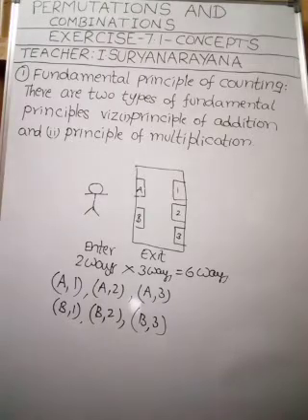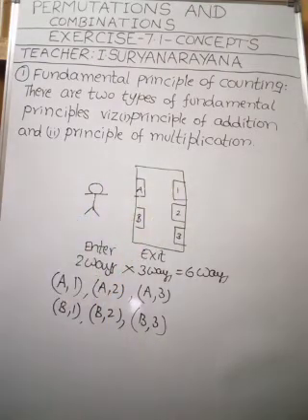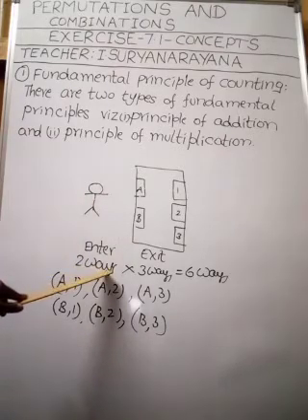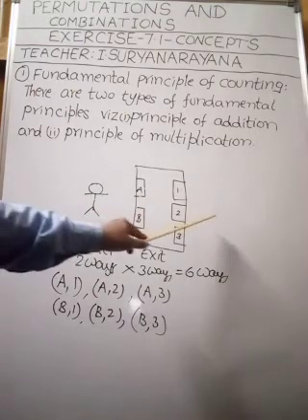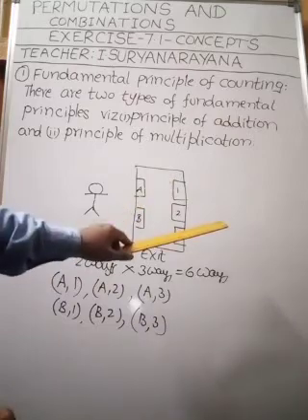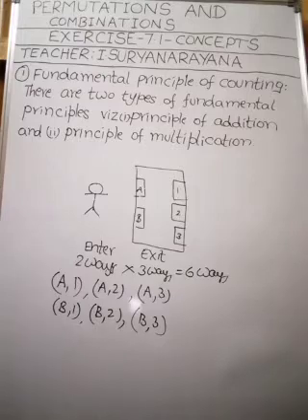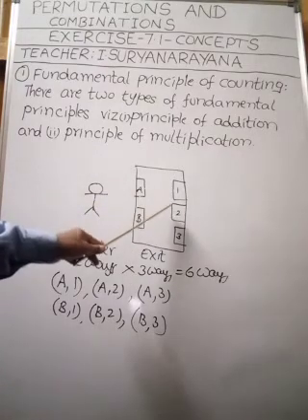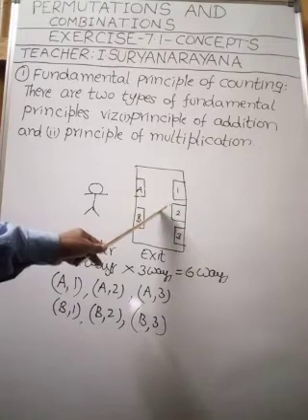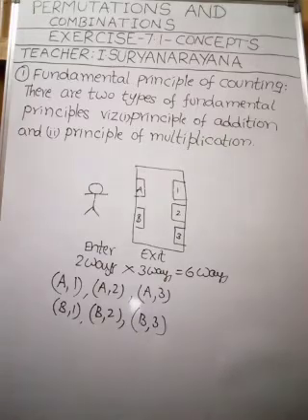So in this case, if you observe this operation, two events are involved: enter the room and exit the room. Okay, my children. The first event can be done in 2 ways, and the second event, exit the room, can be done in 3 ways. So finally, in how many ways can these two jobs be done, one after the other? Yes or no? One job is over. After that job is over, he has to complete the second job, the second event.